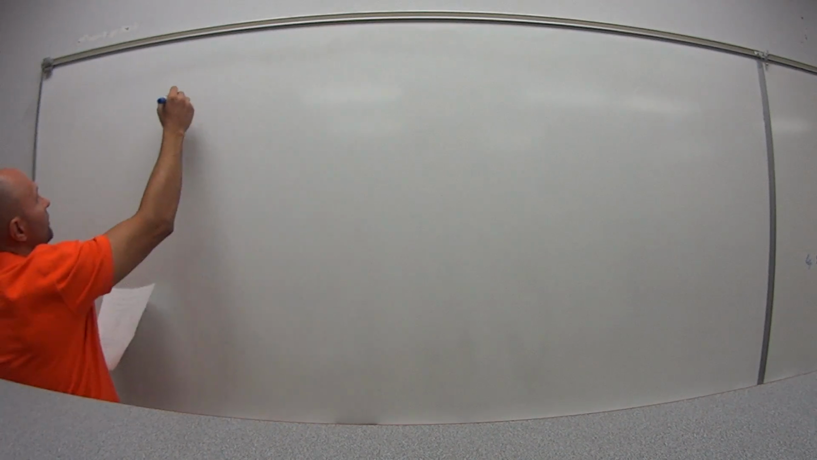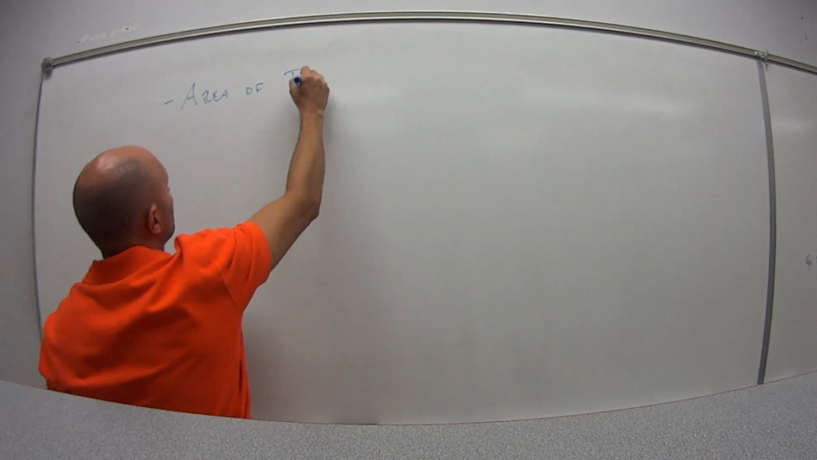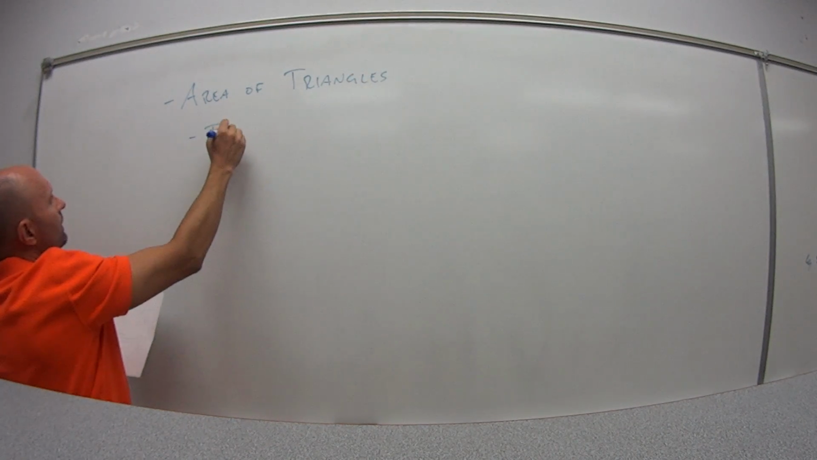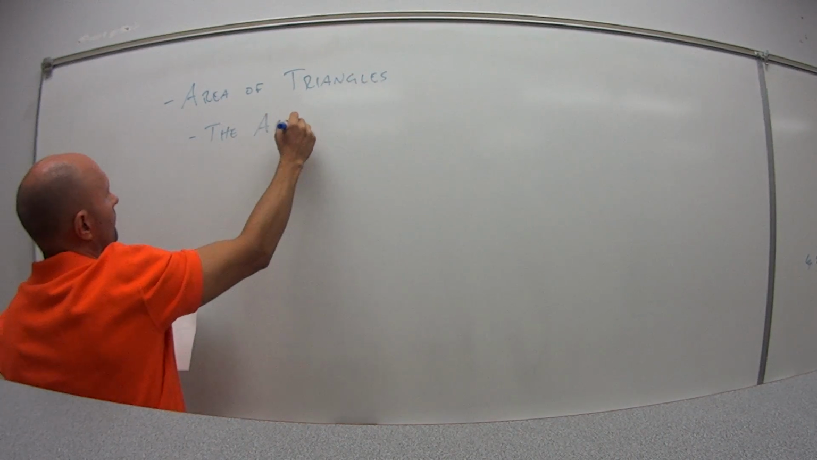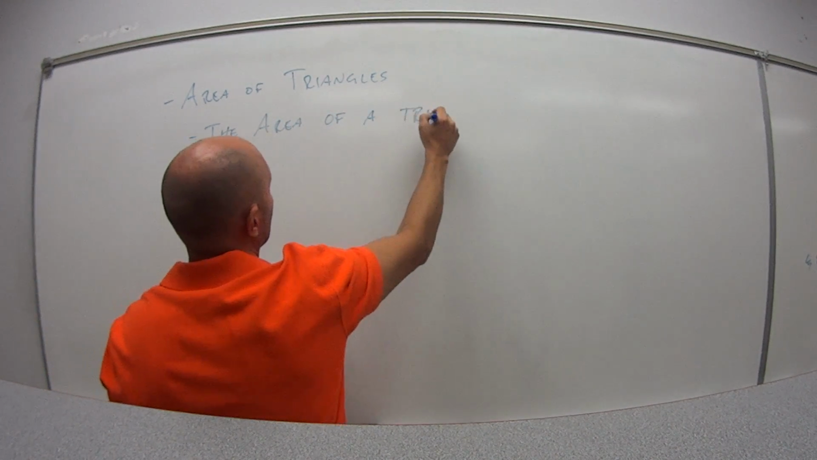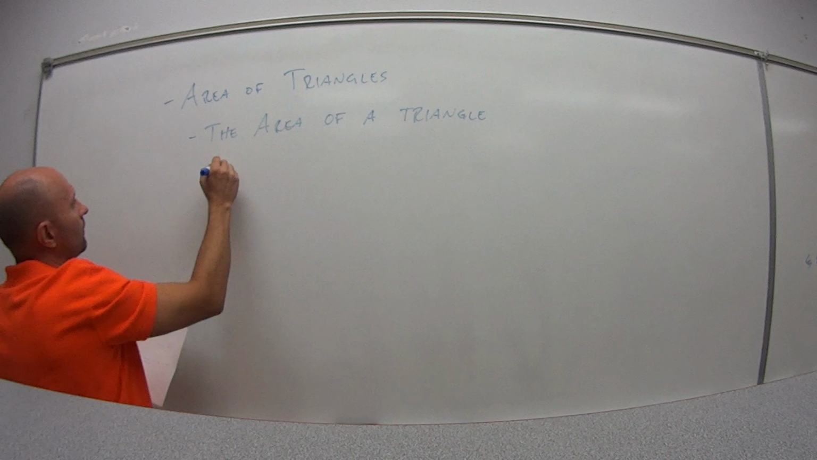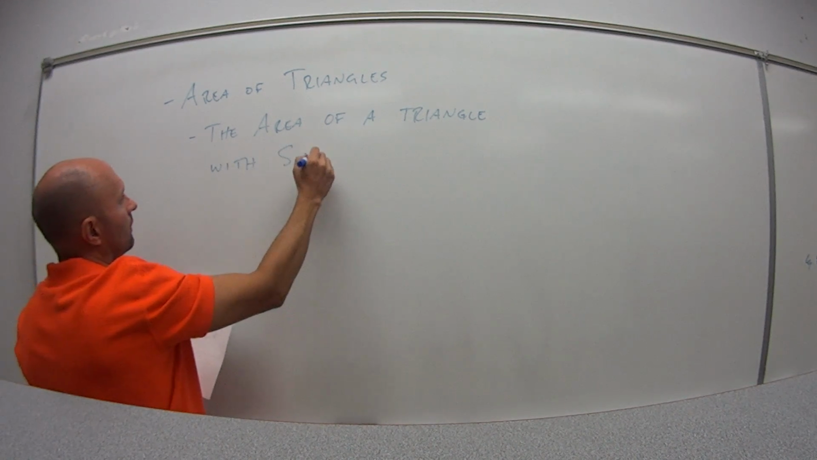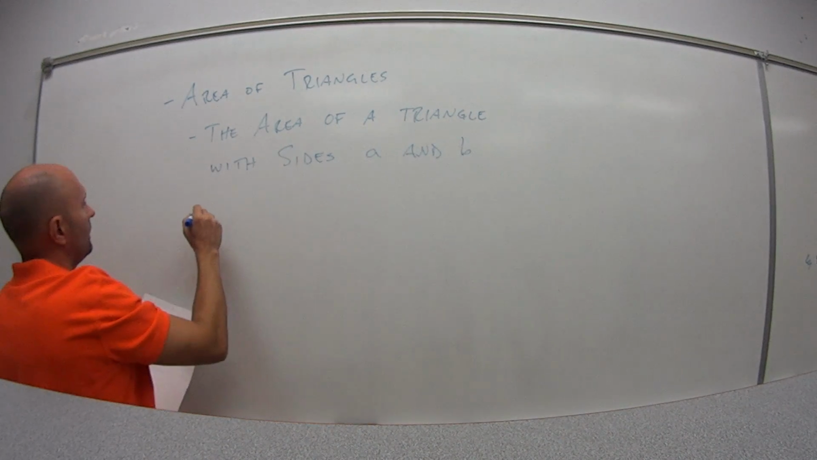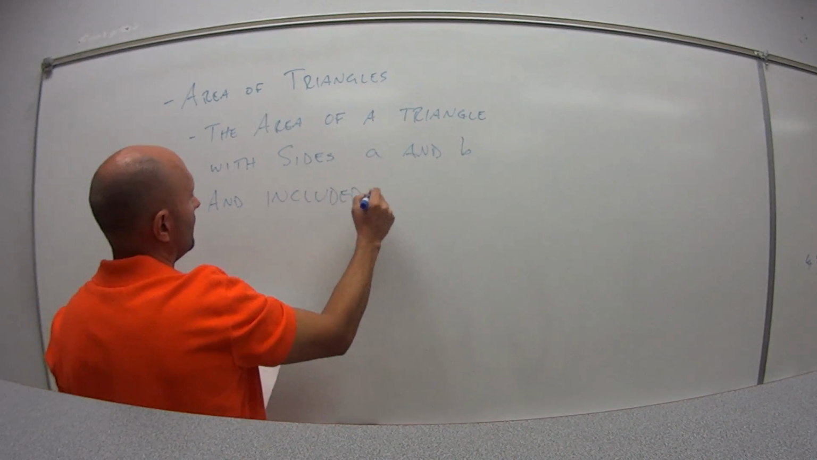So the last part of section 3 has to do with area of triangles. We have the following. The area of a triangle with sides A and B and included angle theta is given the following.